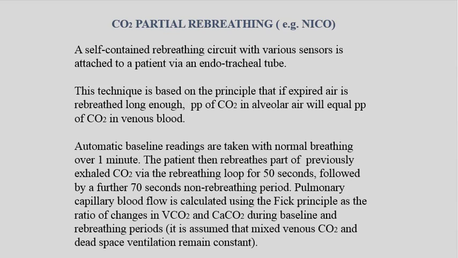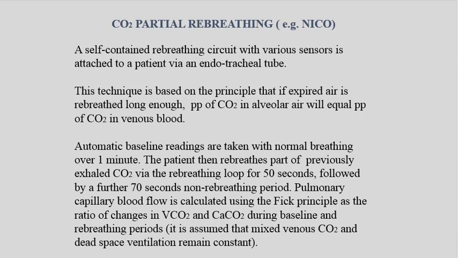First, automatic baseline readings are taken with normal breathing over 1 minute. The patient then rebreathes part of previously exhaled carbon dioxide, not completely, just part of his rebreathed air is recirculated via a rebreathing loop for 50 seconds. This involves simply turning a tap on and off over a 50-second period. And this is followed by a further 70 seconds of non-rebreathing period, meaning breathing normally.